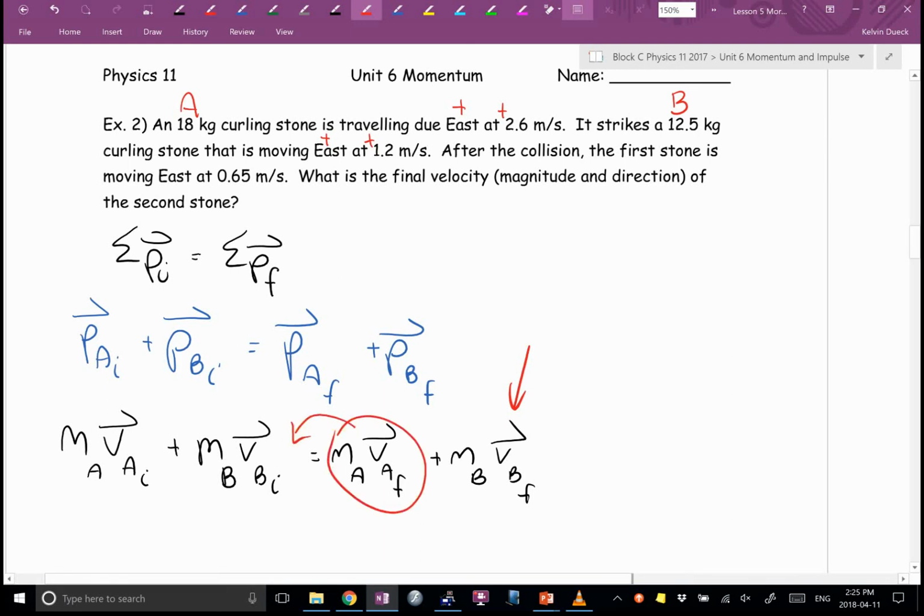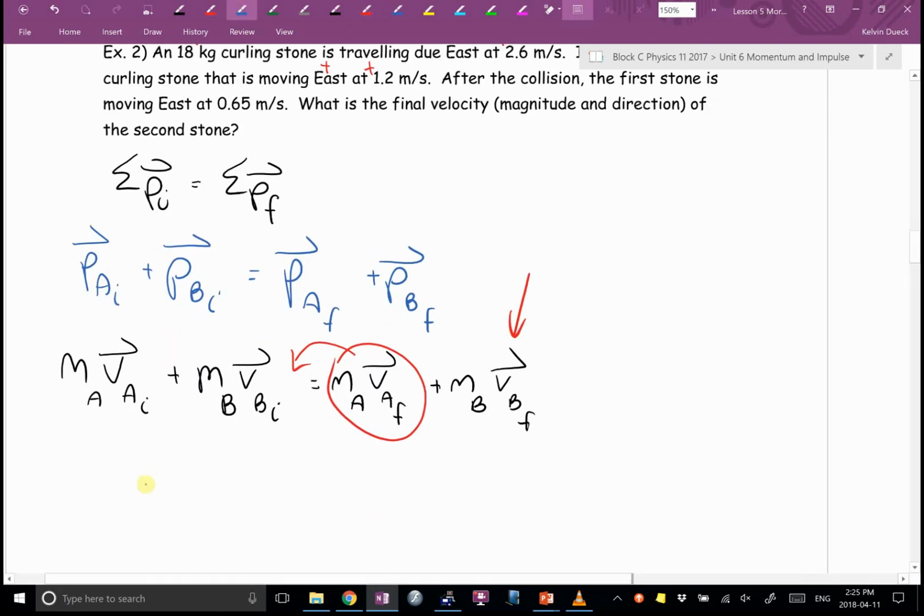You know what? Let's write that right now. So it's going to be mass A, VA initial drops down like a domino, plus mass B, VB initial drops down like a domino. You just told me I'm going to subtract mass A and VA final, yes? Now that would have this by itself.